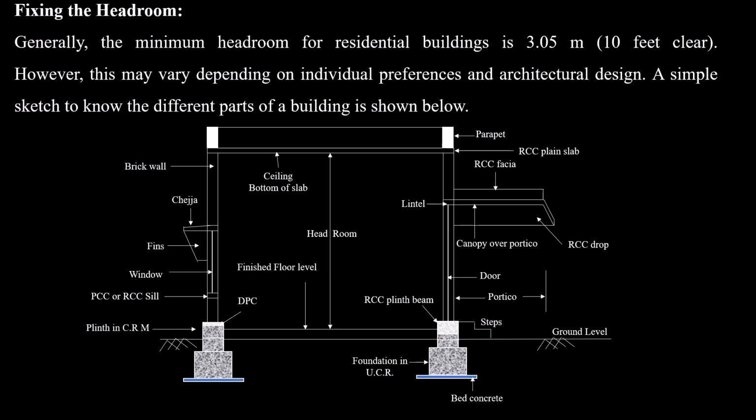The portico portion, door, window, left side fins, then chajja, brick wall, finished floor level, then headroom, as I have explained already, that is from the top of the floor up to the bottom of the slab, which is called ceiling. Then the RCC fascia, RCC drop, canopy over portico, RCC plain slab, and parapet. Plain slab means it is flat. Otherwise, in some buildings we may go for sloped slabs also.